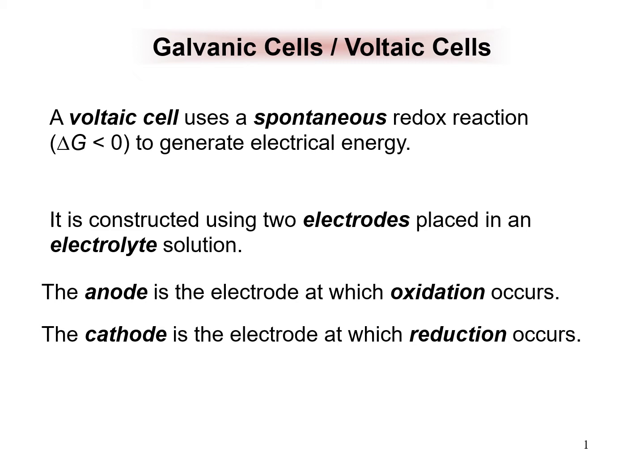And there's an opposite cell to that, which we'll talk about later on. There's also a case where we can have a non-spontaneous reaction, where we actually give electrical energy or power to a non-spontaneous redox reaction. That's called an electrolytic cell, but we'll talk about that later on. For now, let's focus on the galvanic cell and voltaic cell.